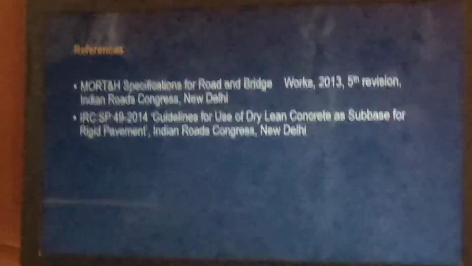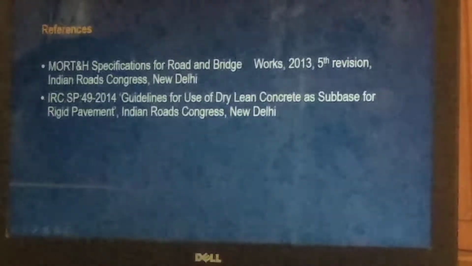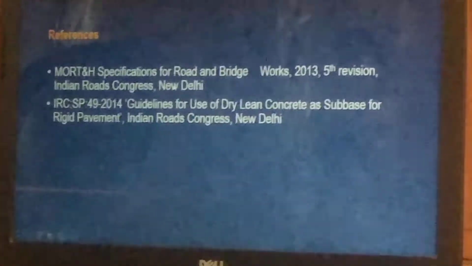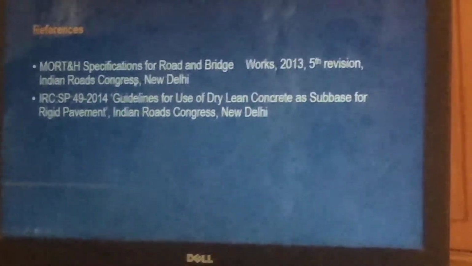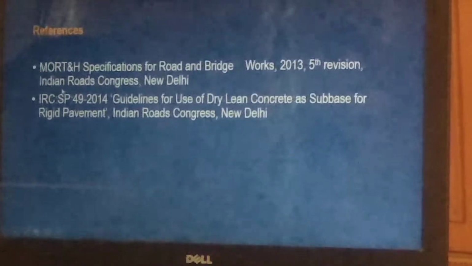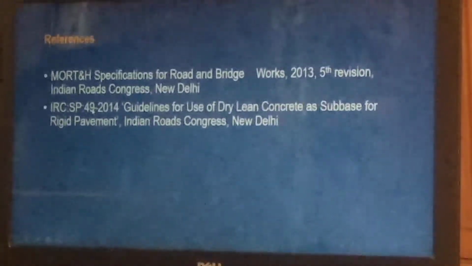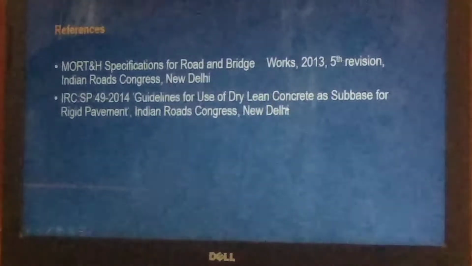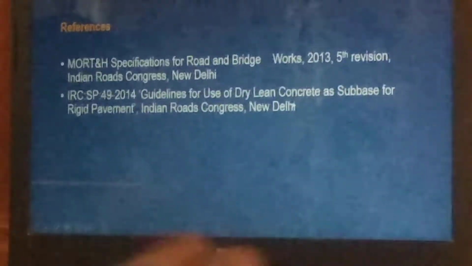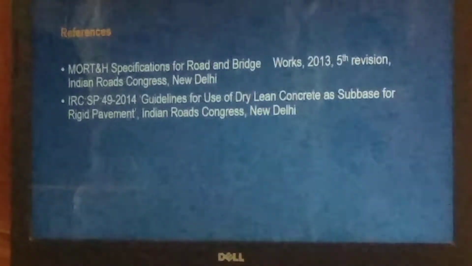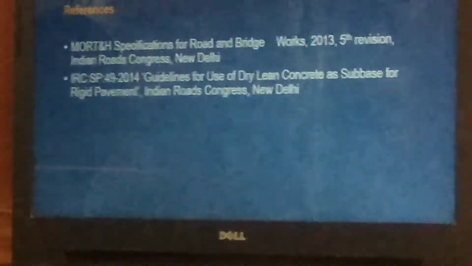Some of the references that you can see for construction of the DLC layer are, of course, the 5th revision MoRTH specs. You can also see IRC SP 49 guidelines for use of dry lean concrete as sub-base for rigid pavements, published by the Indian Roads Congress.